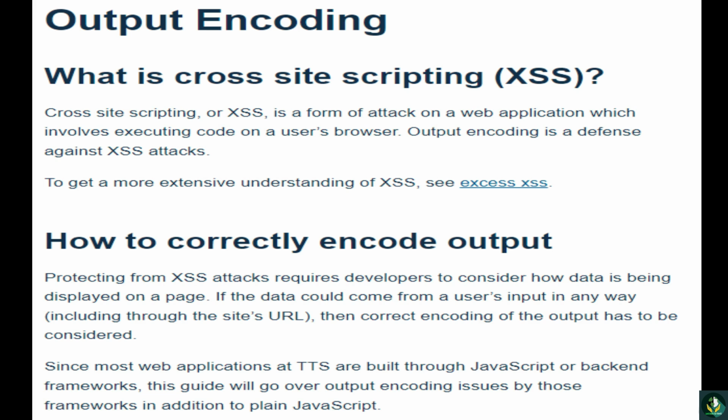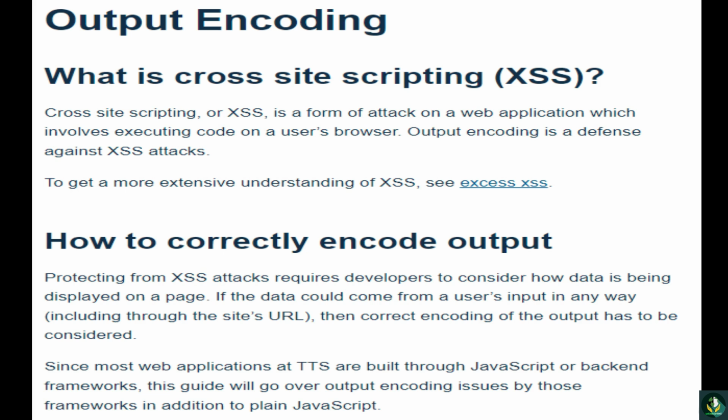Output encoding. What is cross-site scripting? I discussed it in a previous video. Cross-site scripting, or XSS, is a form of attack on a web application which involves executing code on a user's browser. Output encoding is a defense against XSS attacks. How to correctly encode output.